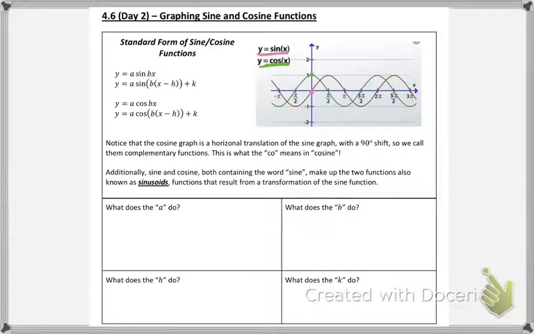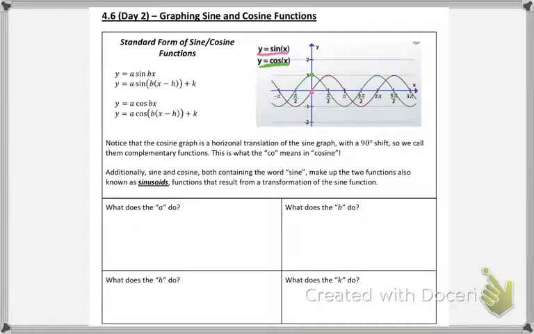And really, if we compare the two graphs, they're basically the same wave, except shifted over. If I take the sine graph, the pink, and shift it to the left pi over 2 units, I would get the cosine graph. Similarly, if I take the cosine graph and shift it pi over 2 units to the right, I would have the sine graph. Notice that the cosine graph is just a horizontal translation of the sine graph with a 90-degree shift, or pi over 2 radian shift.